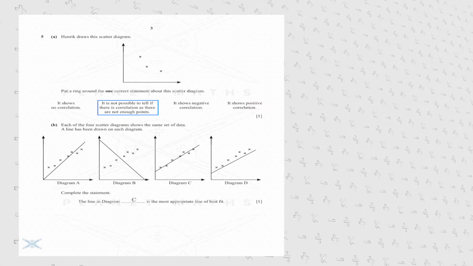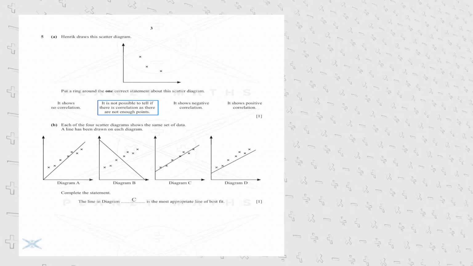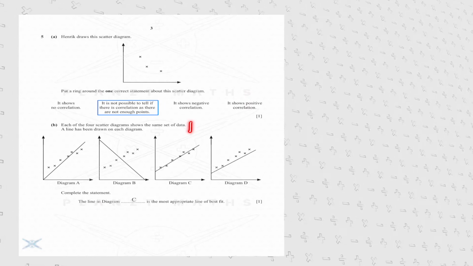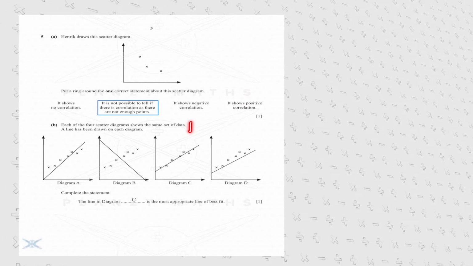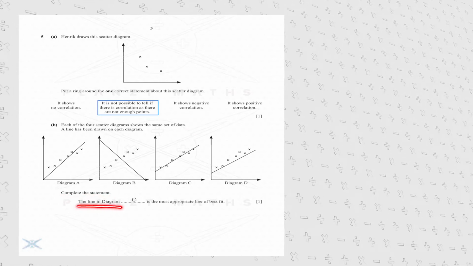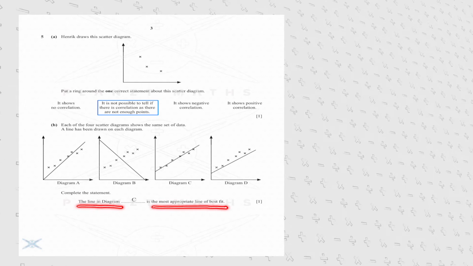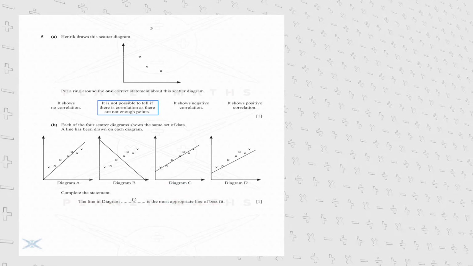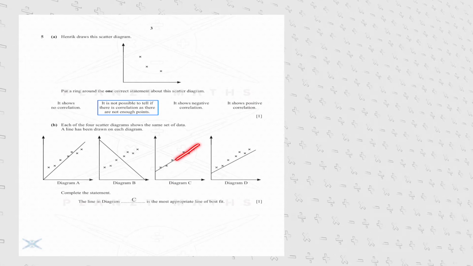In part B, we will take a look at the 4 scatter diagrams below, all of them representing the same set of data, and a line has been drawn on each diagram. We are supposed to complete the following statement, namely that the line in diagram blank is the most appropriate line of best fit, which in this case is obviously diagram C, as on average the data points are closest located around the line.